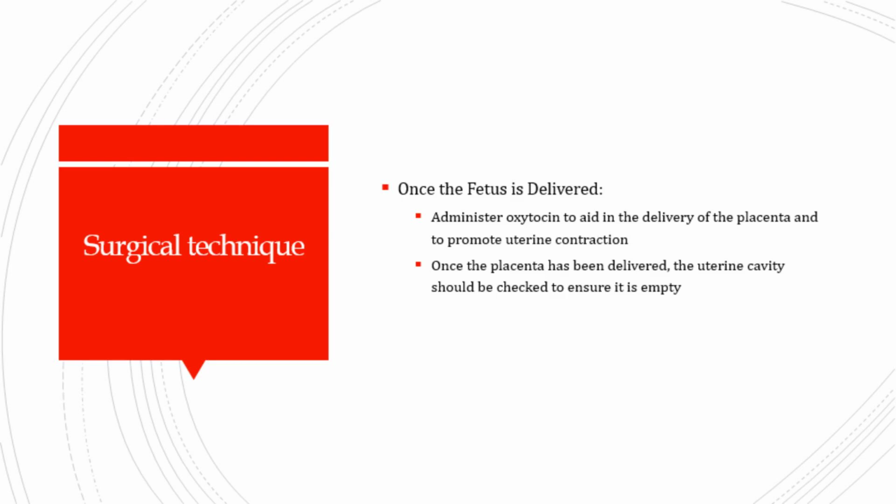Once the fetus is delivered, the placenta needs to be delivered. Administering oxytocin will aid in placenta delivery, help reduce uterine bleeding and promote uterine contractions. Once the placenta is delivered, a thorough examination of the uterine cavity is essential to prevent complications like retained products of conception.